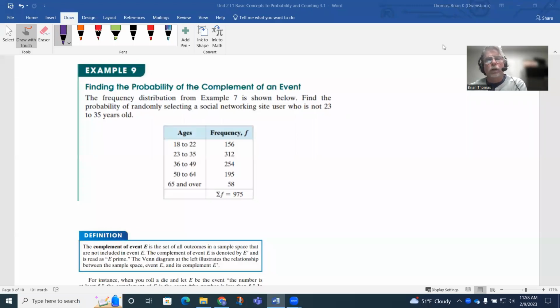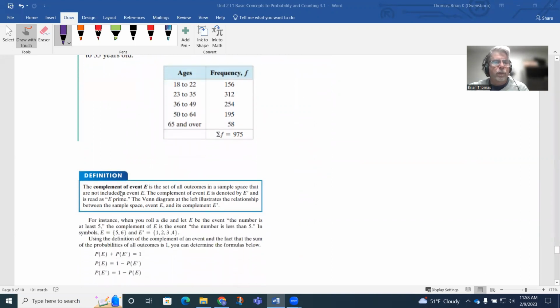So one of the last topics in 3.1 is finding the probability of the complement. There's this word complement that we want to talk about, the complement of an event. The definition is down here. The complement of event E is the set of all outcomes in the sample space that are not included in the event. The complement of the event is denoted as E prime.